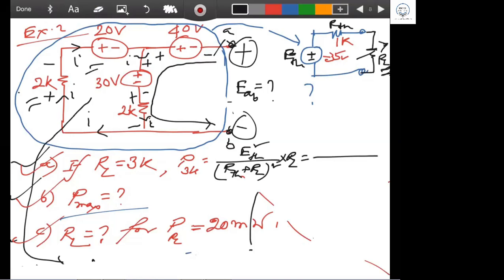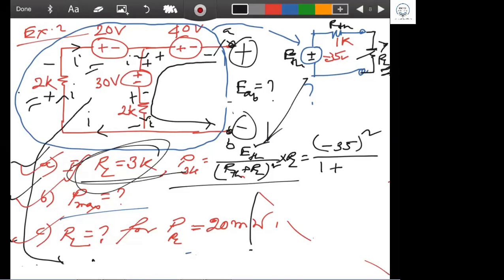E Thevenin is minus 35, whole square, Vs square. Do you understand this equation? Vs square divided by Rs plus RL whole square. Yes, sir. That's the equation we got from here. Now divided by R Thevenin, which is your 1K, and RL is what? RL equal to what? What is the value? Look at the question.